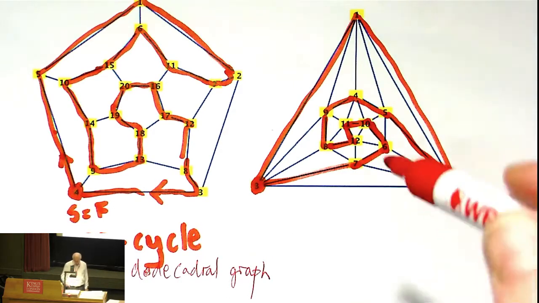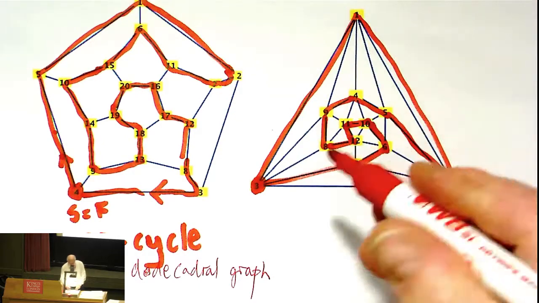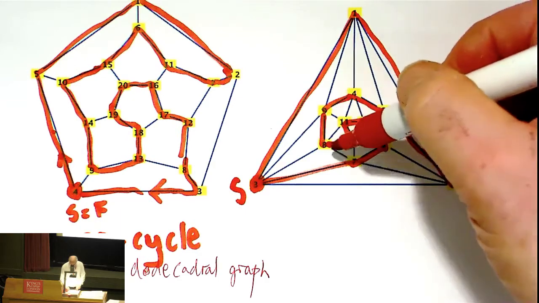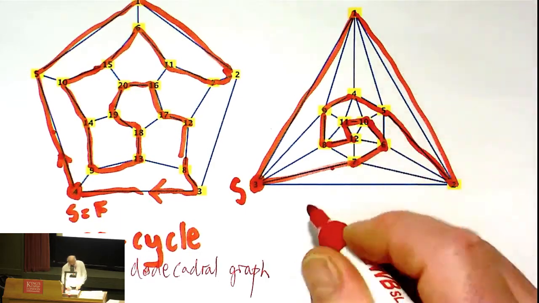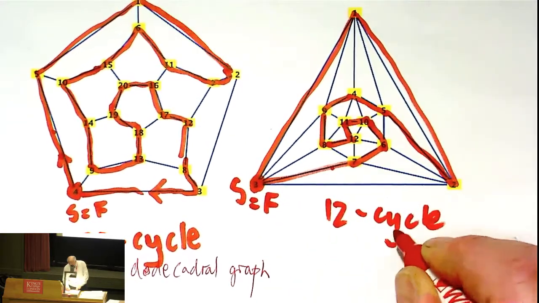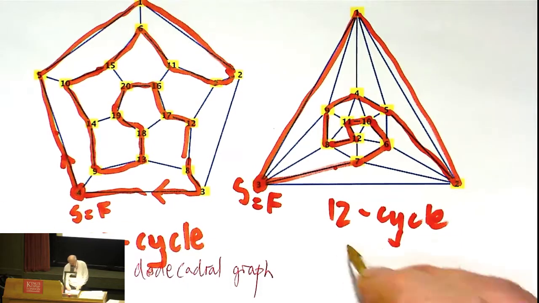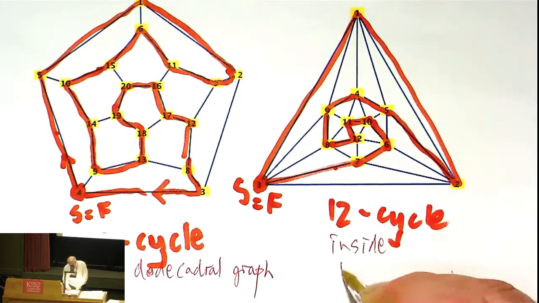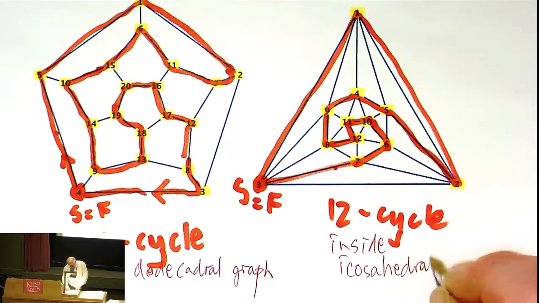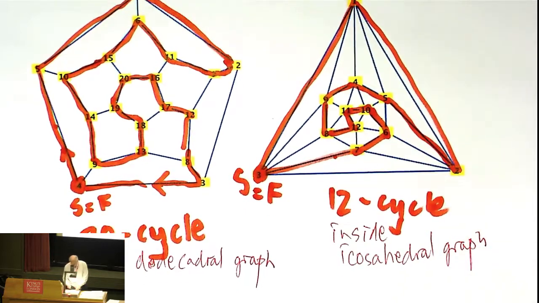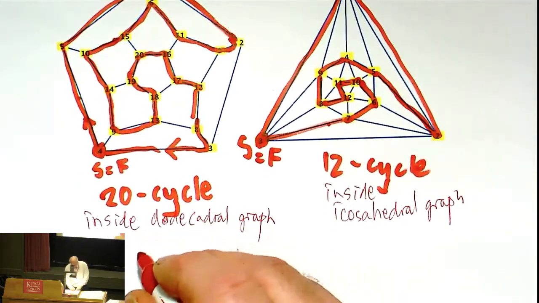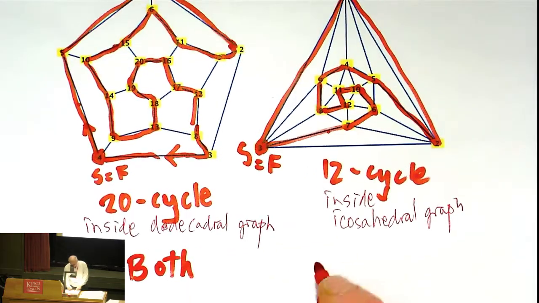Then I go to 6, and then I can escape through 7 back to where I started. And that should be a 12 cycle covering all 12 vertices. So I'm starting and finishing at 1. 1, 2, 3, 4, 5, 6, 7, 8, 9, 10, 11, 12. So this is a 12 cycle inside the icosahedral graph. So that means that both are Hamiltonian graphs. Obviously it's much easier to show that the other Platonic graphs are Hamiltonian.